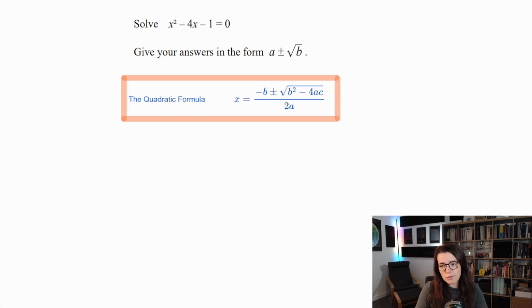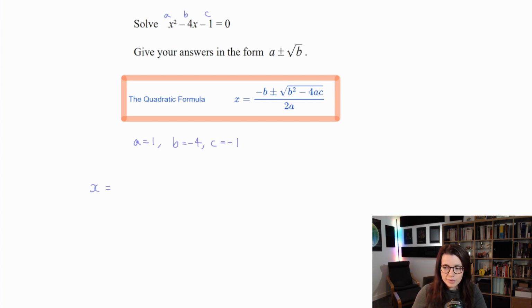Last example, solve x squared minus 4x minus 1 equals 0. Give your answers in the form a plus or minus root b. So in this case, they don't want the decimal answers, they want the exact answers, and that should come out from your calculator once you've typed it in. Let's find a, b and c. A is 1, b is -4, c is -1.